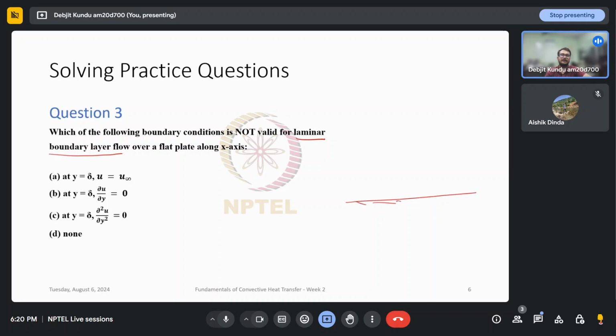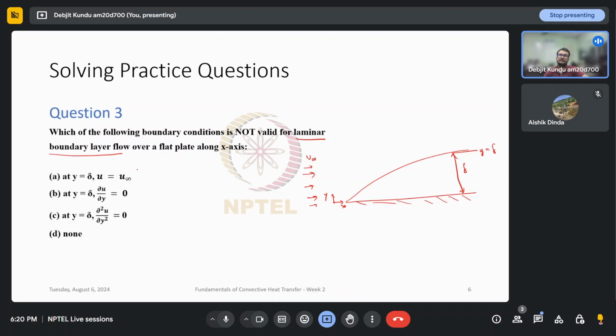Again, I have a flat plate like this. This is my x-axis, this is my y-axis. I have some flow coming in with a uniform velocity u infinity, and a boundary layer develops on top. The boundary layer thickness is given by delta, so this part is y equals delta.